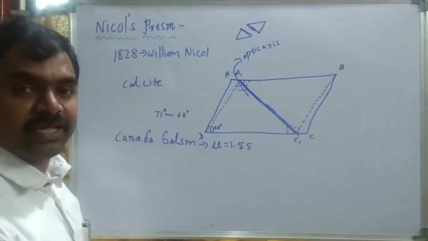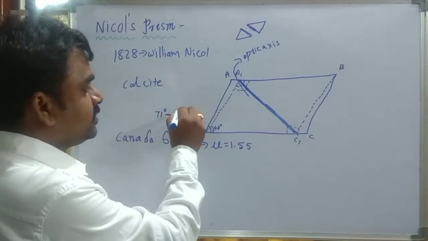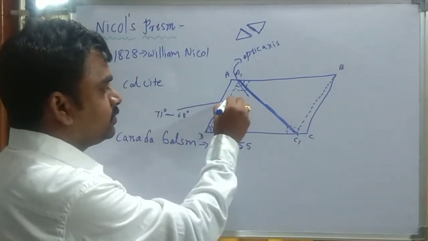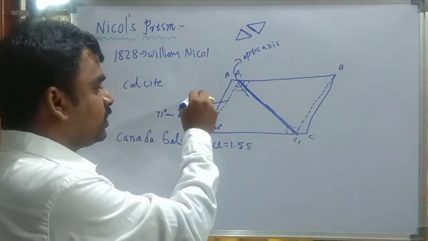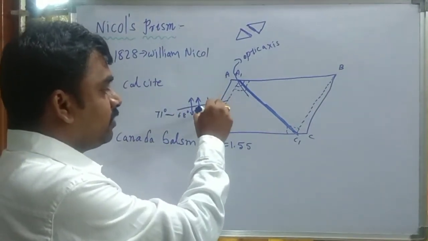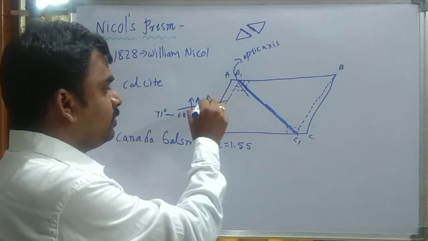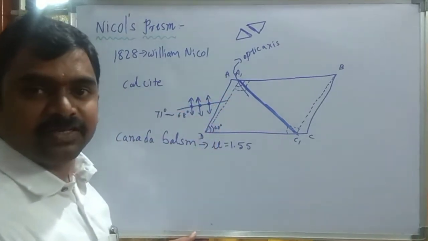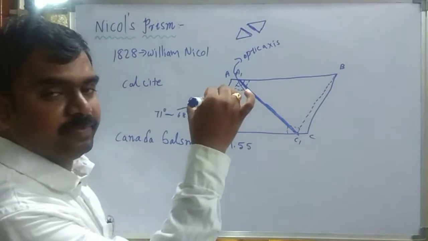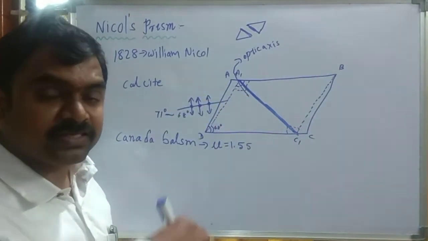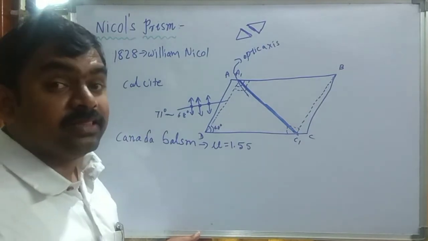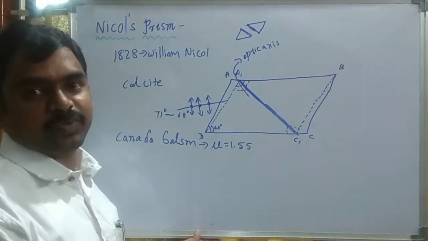Now let us choose an unpolarized light. The unpolarized light has two vibrations. One is vertical vibrations, which we denote with double-ended arrows, and another is horizontal vibrations, which we denote with dots. This polarization concept successfully explained that the nature of light is a transverse wave.